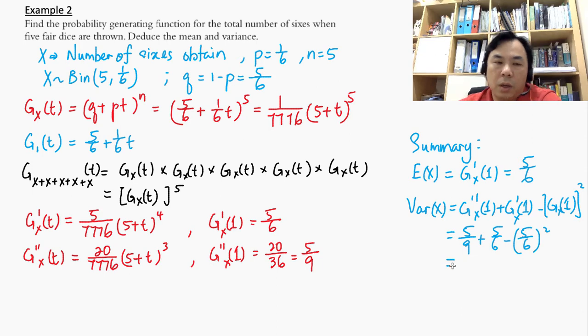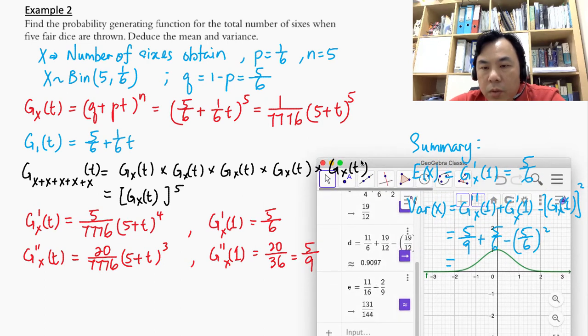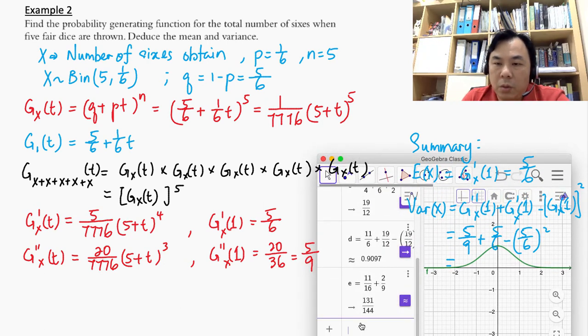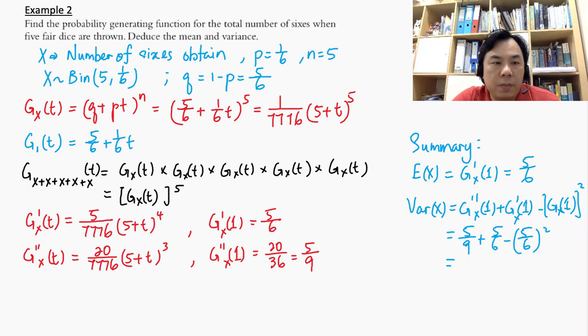I think it's better if I get my calculator here. It will save a bit of time. We don't have to worry too much about its accuracy, I assume it should be correct. So that will be 5 over 9 plus 5 over 6, minus 5 over 6 to the power of 2. That will give us 25 over 36. All right, and then there you have it.